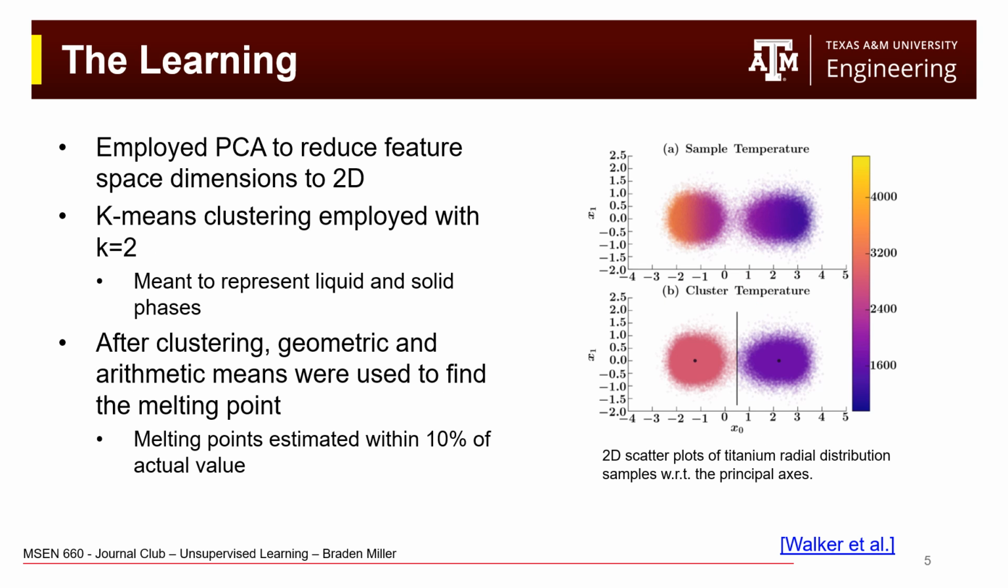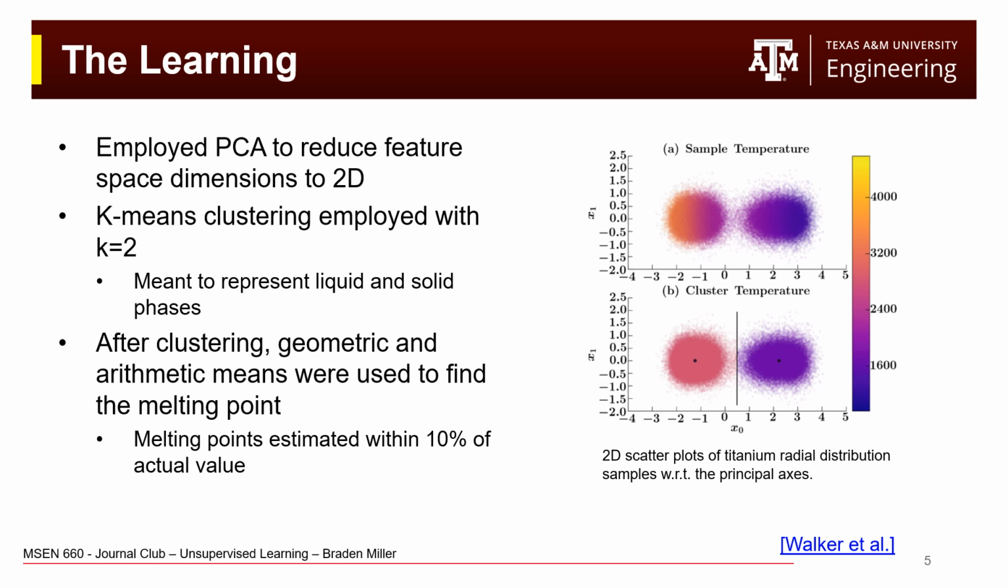So the machine learning portion of this, they employed PCA to reduce feature space dimensions to 2 dimensions because it was significant. It was at least 6 from what I read in the paper. And then they used k-means clustering with 2 categories. This was meant to represent the liquid and solid phases in the materials.